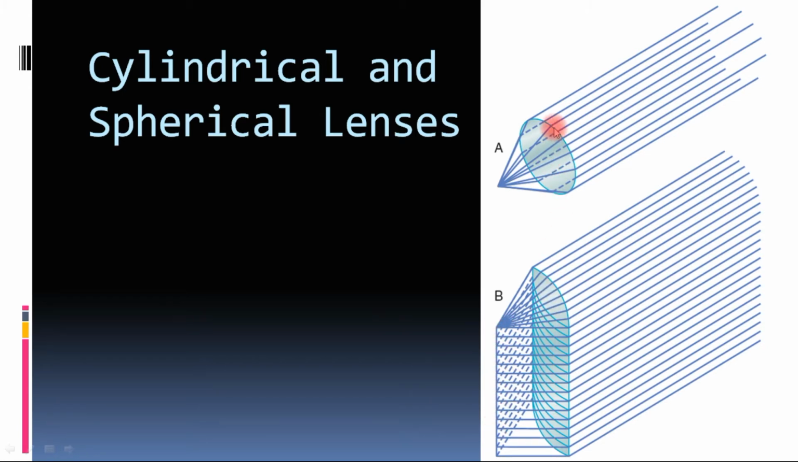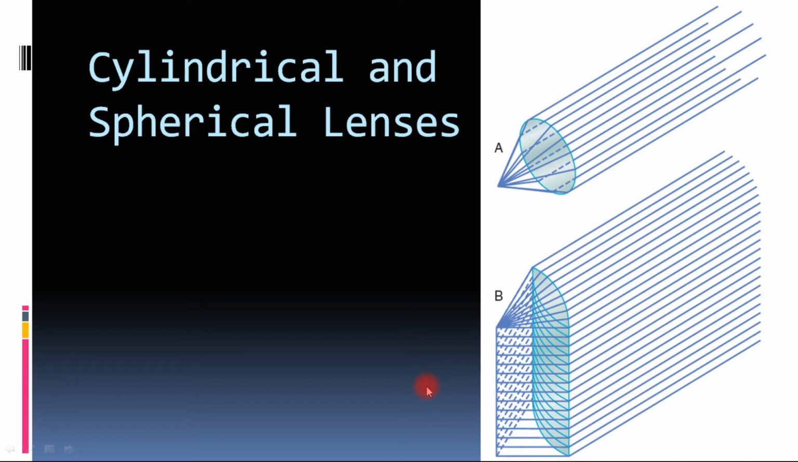But in the case of a spherical lens, the light coming from different planes is getting focused at a single point, the focal point. So this is the difference between cylindrical and spherical lens.